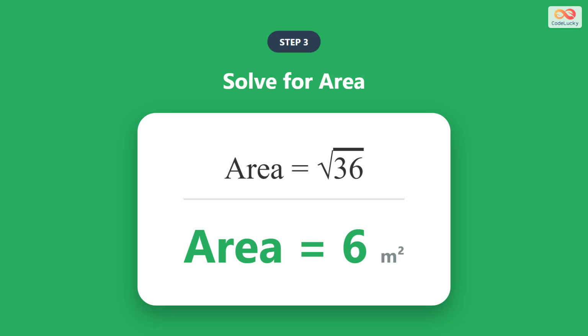Multiplying those numbers together, 6 times 3 is 18, and 18 times 2 is 36. Finally, we take the square root of 36. The result is 6. So the area of our triangle is 6 square meters.